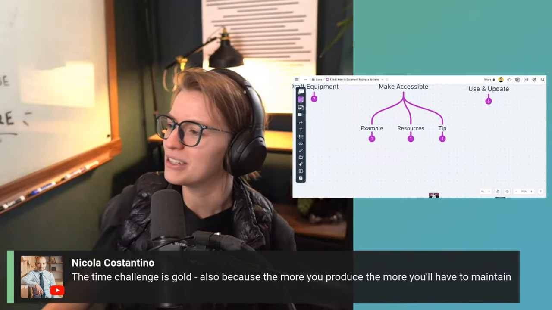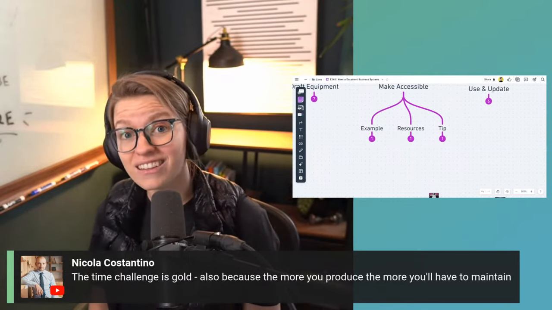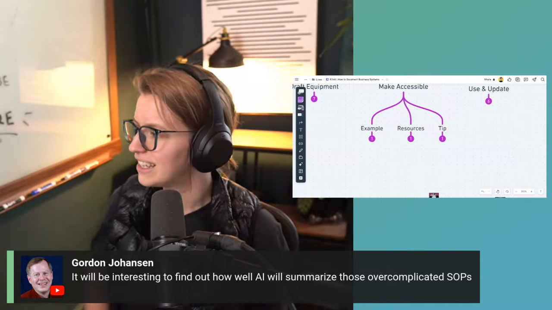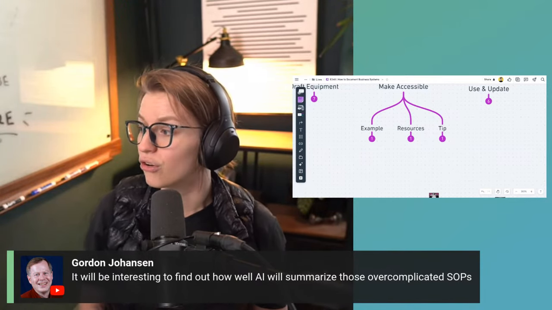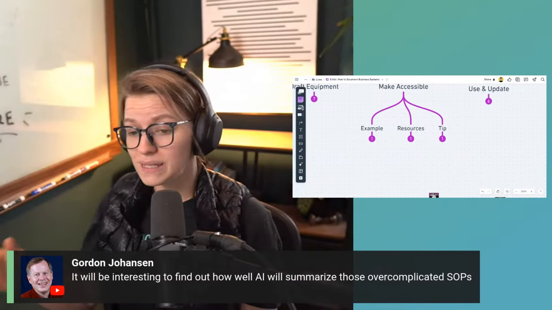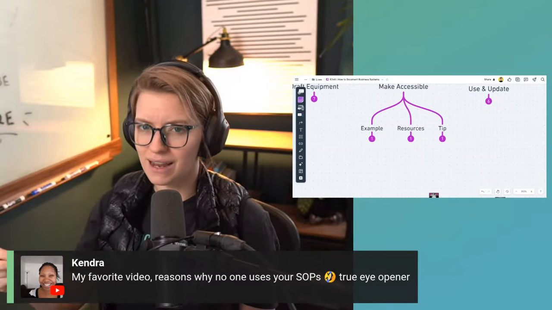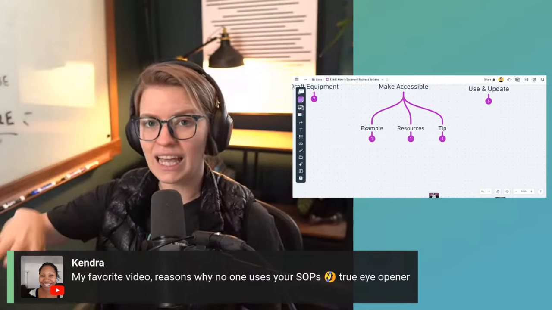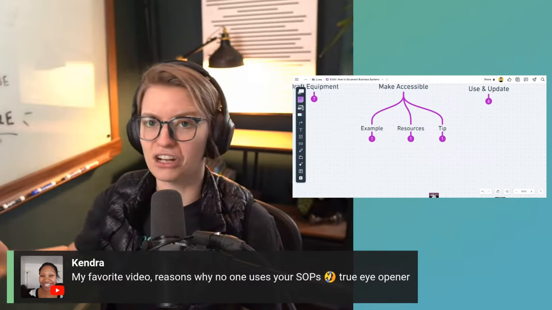Nicola says the time challenge is gold, also because the more you produce, the more you'll have to maintain. Exactly, especially with screenshots. People get really gung-ho with that. Gordon says it will be interesting to find out how well AI will summarize those overcomplicated SOPs. Yeah, I think AI and SOPs in general is going to be a huge area for many of us here, but it really comes down to using it intelligently and making sure that the AI itself isn't overcomplicating, because right now the technology is not fully there.